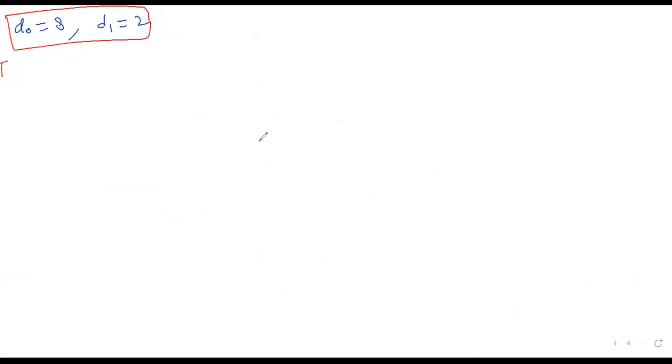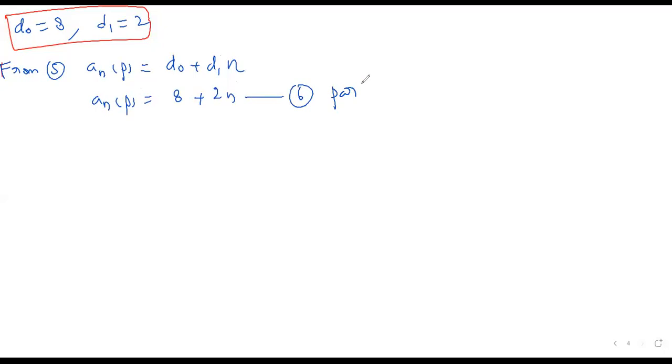Therefore, from equation 5, just clearly observe, it is very easy. a_n^(p) equals d0 plus d1 into n. Therefore, a_n^(p), d0 means 8, plus d1 is 2n. This is the particular solution. This particular solution is denoted by equation 6.